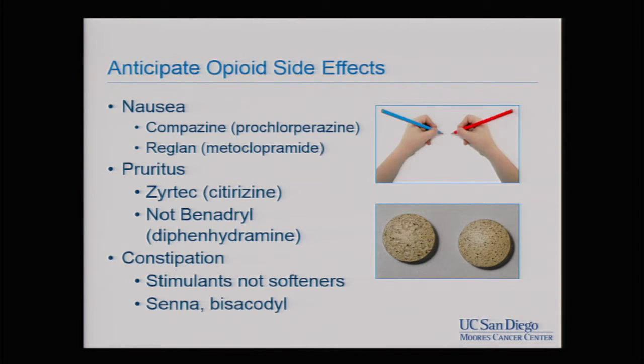So anticipating side effects. I have lots of mucinous adenocarcinoma patients in clinic, and many of them are afraid to take pain medicine because it causes constipation. And I think constipation is a big concern, especially with PMP. And so a couple things I just wanted to point out.